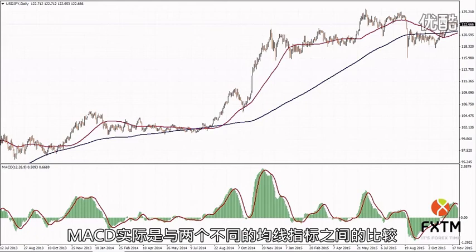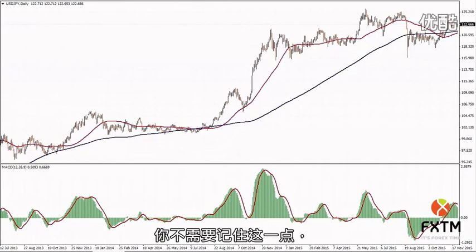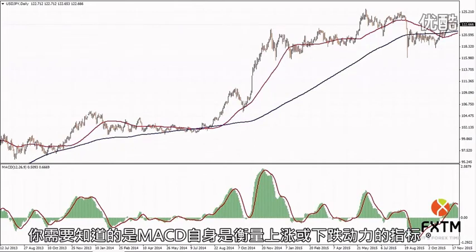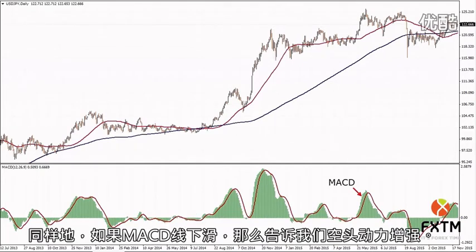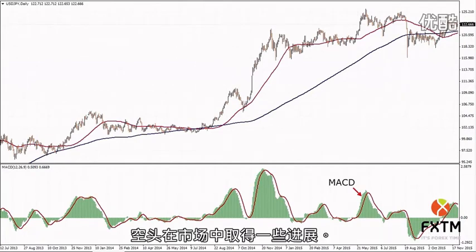Now, the MACD is in and of itself actually a comparison between 2 different moving averages. Now, you don't need to remember that. What you need to know, however, is that the MACD line itself, which you can see here, is a measure of bullish or bearish momentum. So if it's trending higher, then that's telling us that the bulls are beginning to take control of the market and we've got some bullish momentum behind the recent price moves. In the same way, if we get a declining MACD line, then that's telling us something about momentum behind the bears. So bearish traders or shorts are making some progress in the market.